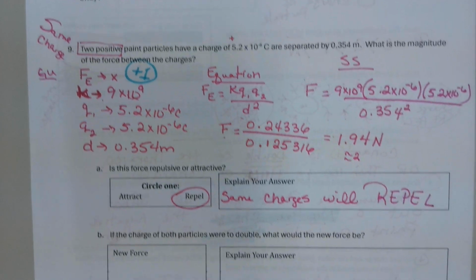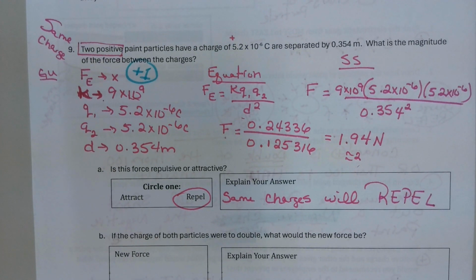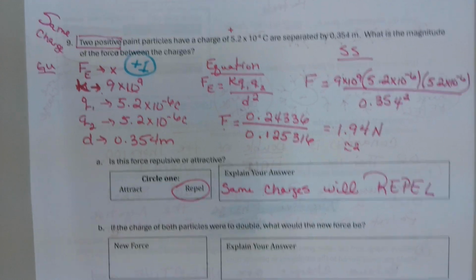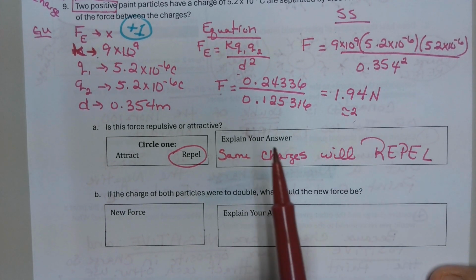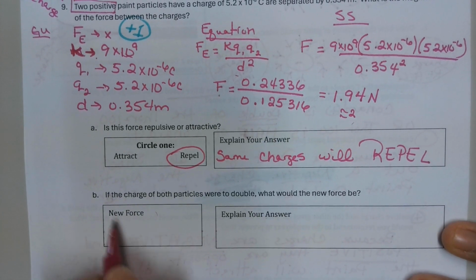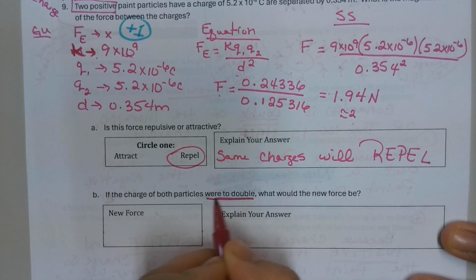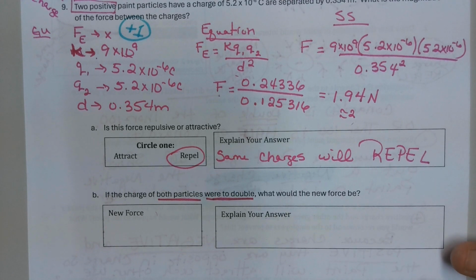Opposite charges will attract. Same charges will repel. So here it says that we're close to 2. So 1.94, we're close to 2. So what is the new force if both of the particles were to double?